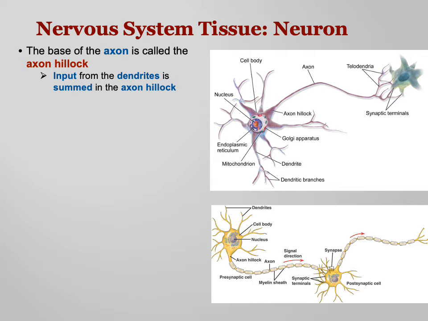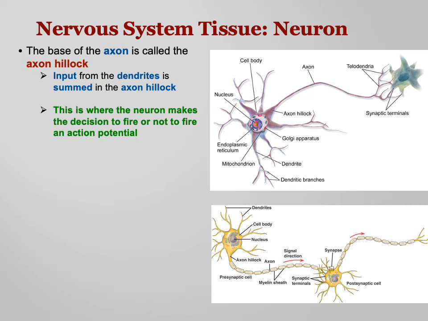So the axon hillock is where the input from all the other neurons that this neuron is listening to through its dendrites, that's where it's all summed up and where a decision is made. Neurons really can only make one decision, either fire an action potential or don't. That's really it. It's very binary, either yes or no. And where is that decision made? In the axon hillock. That's where the neuron makes the decision to fire or not to fire an action potential.